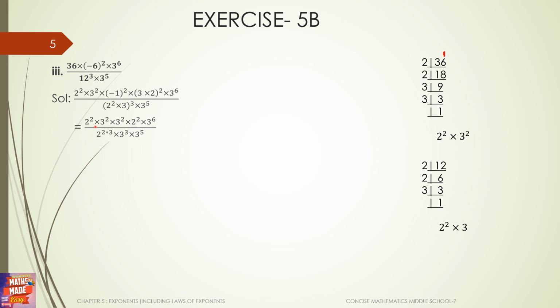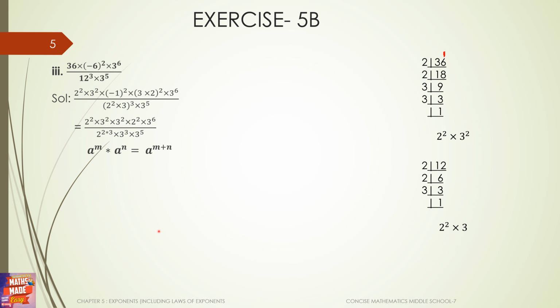So 2 to the power of 2 into 3 to the power of 2 into here minus 1 into minus 1 becomes plus 1. So this is the reason I have just neglected it in the next step. 3 square into 2 to the power of 2 into 3 to the power of 6 by 2 to the power of 2 into 3. Here 2 into 3, the whole power is 3. And for the 2 it is 2. So 2 3s is 6. This is what? 3 to the power of 3 into 3 to the power of 5.